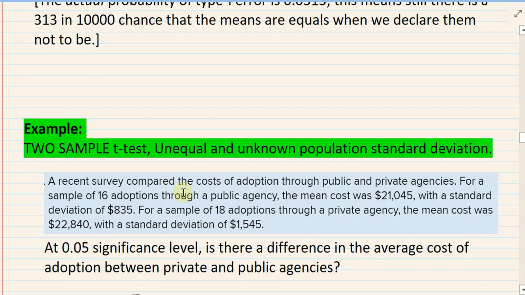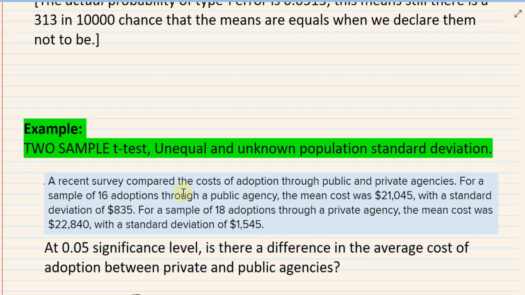A recent survey compared the cost of adoption through public and private agencies. For a sample of 16 adoptions through a public agency, the mean cost was $21,045 with a deviation of $835, whereas for a sample of 18 adoptions through a private agency, the mean cost was $22,840 with a deviation of $1,545. Wow, that's pretty high.